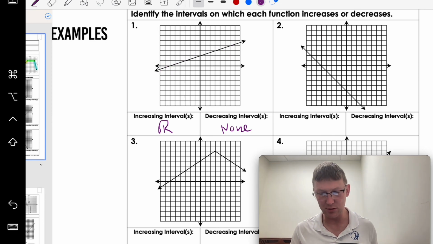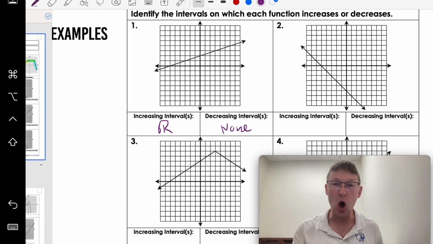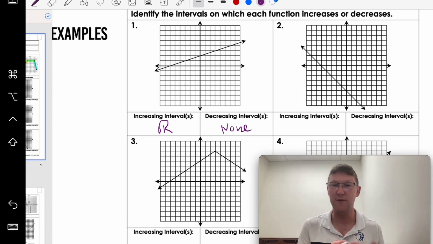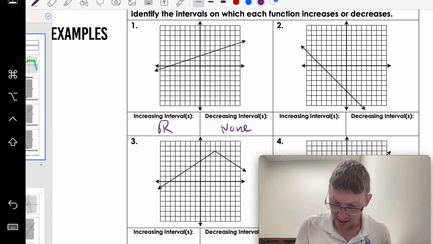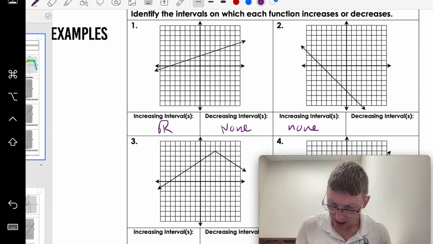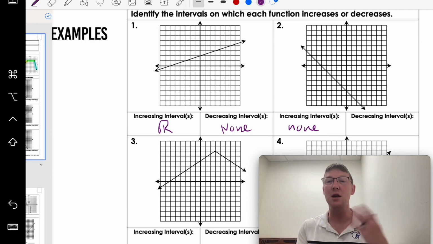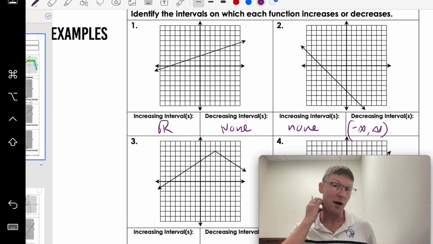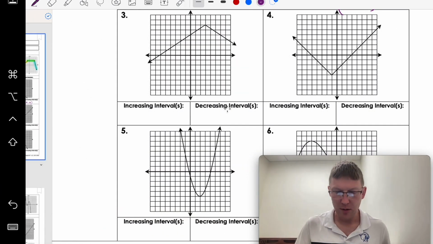We look at number 2. It's the exact opposite. It is always going down. So lines are only going to be either increasing or decreasing if it's a solid line. So none, it's never increasing, and it is always decreasing. Another way to write that is going to be negative infinity to infinity. Love my infinity sign.